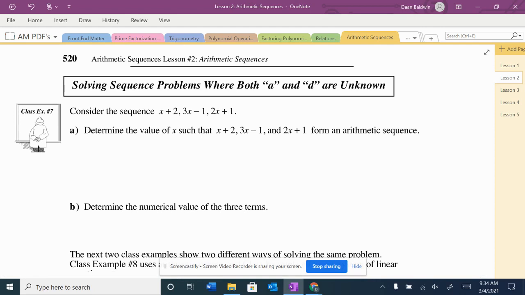Okay, here we go. So, here's our sequence. x plus 2. So that is our A value. That's our first term. Our second term is 3x minus 1, and our third term is 2x plus 1. Determine the value of x such that these form an arithmetic sequence. What is the first step in every single question? Figure out your A value. What's your A value? x plus 2.